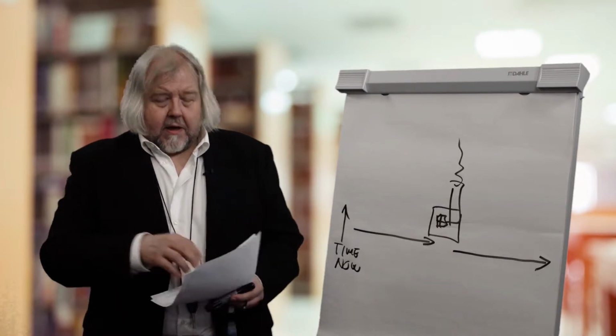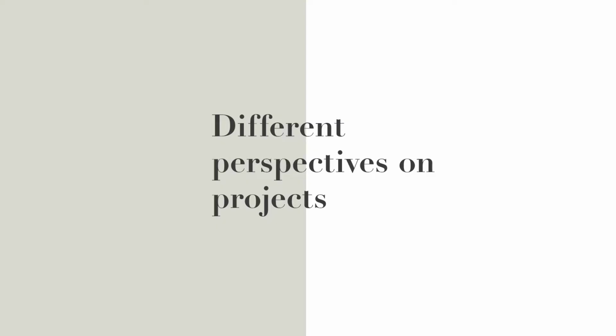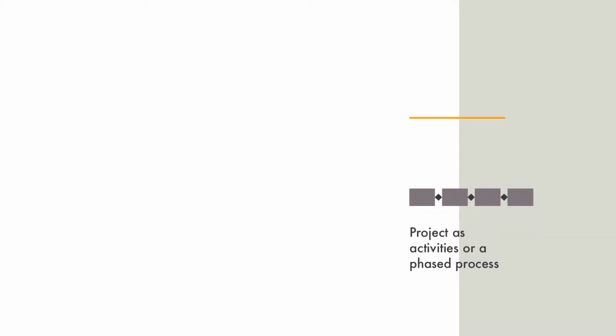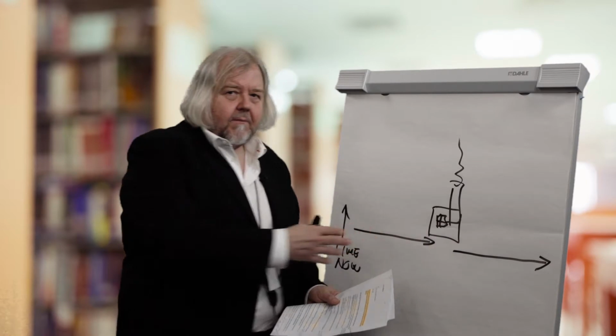So next I'm going to raise three different perspectives of how projects can be seen and how the future orientation takes place in those perspectives. The first perspective is projects as activities or phases that take a kind of a path towards the end product.